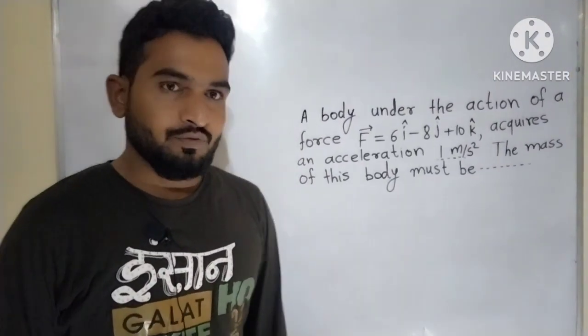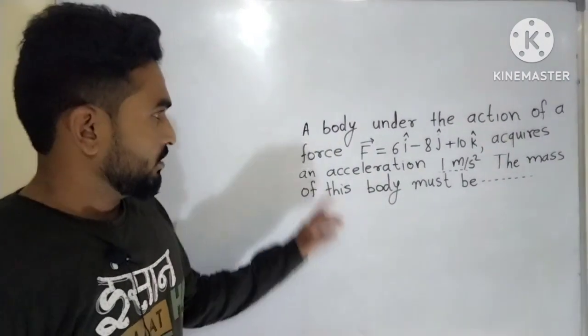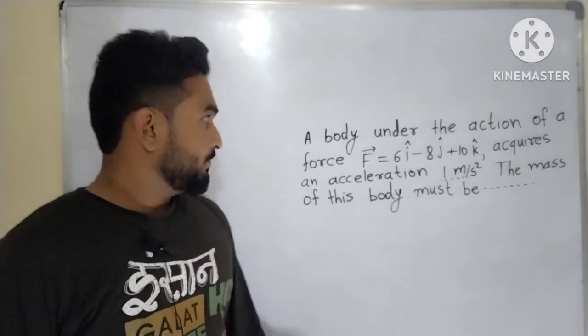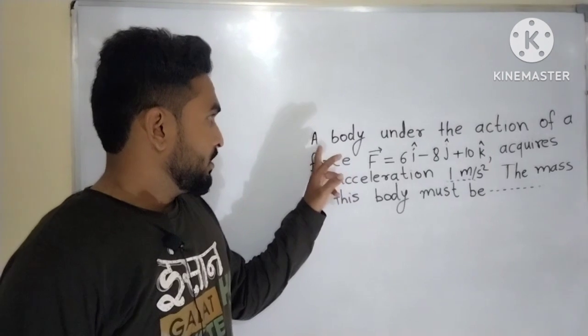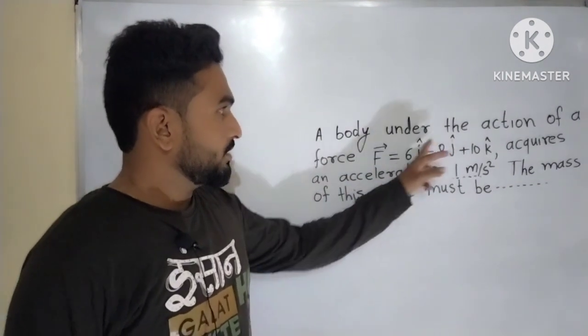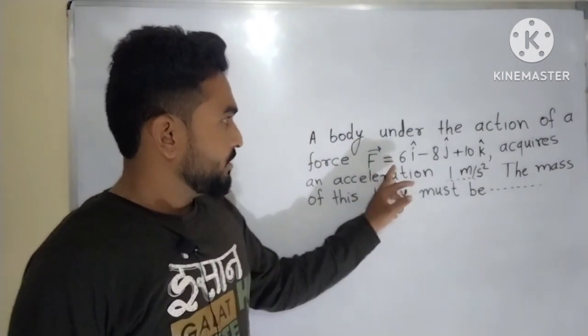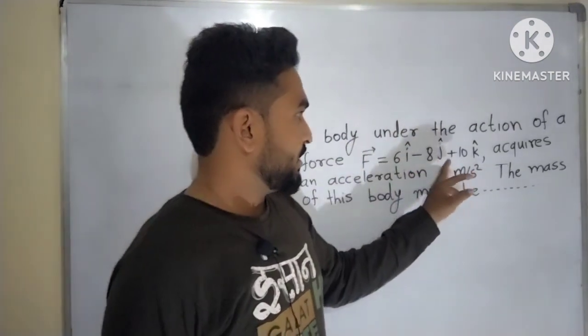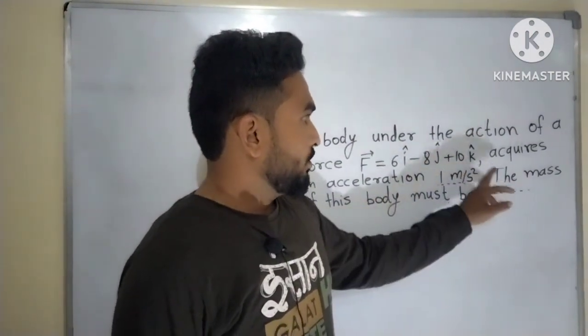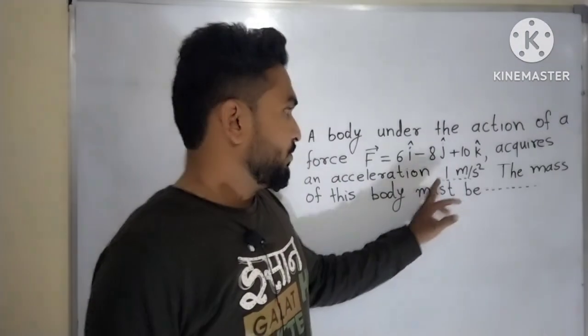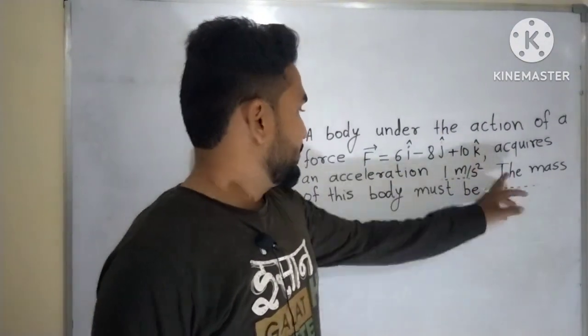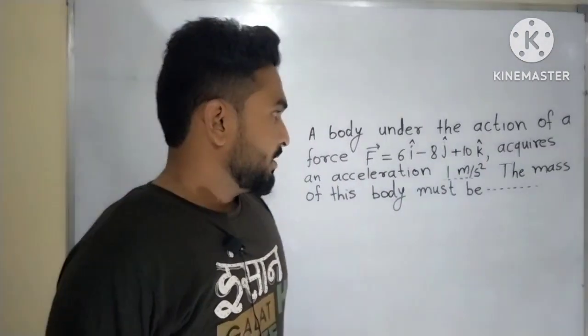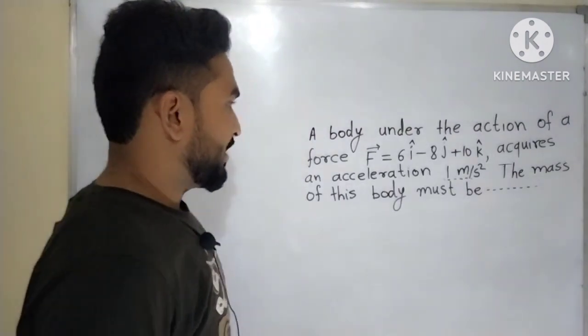In this video we are going to solve this question. This question is of NEET. A body under the action of a force F = 6i cap minus 8j cap plus 8k cap acquires an acceleration of 1 meter per second square. The mass of this body must be. We have to find here the mass of that body.